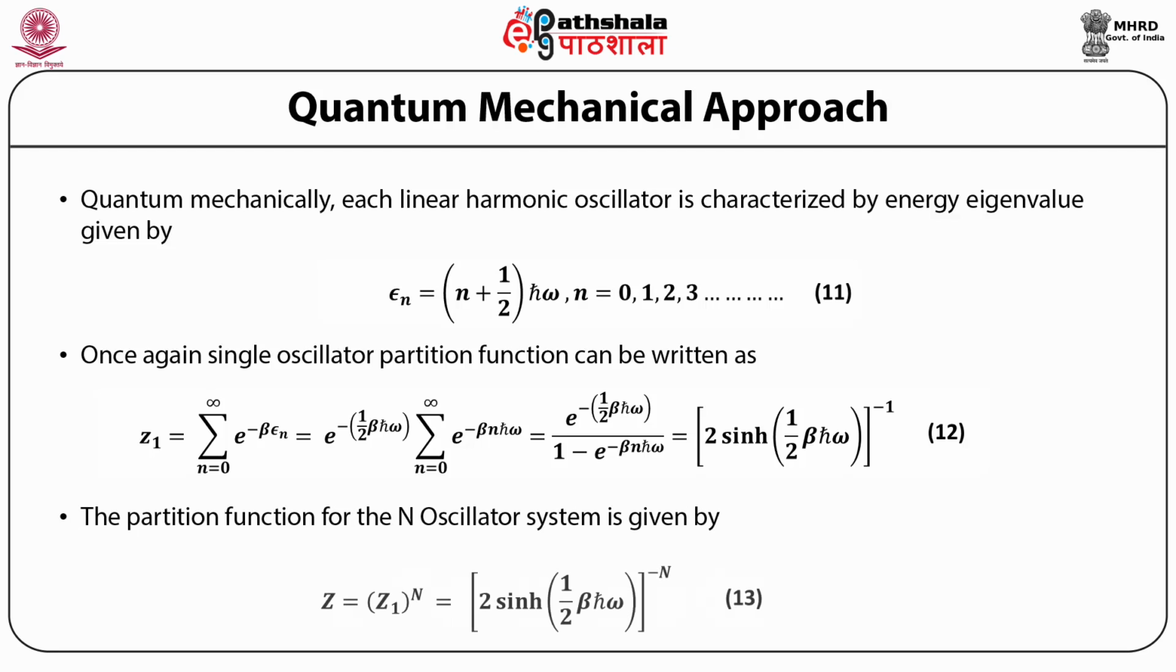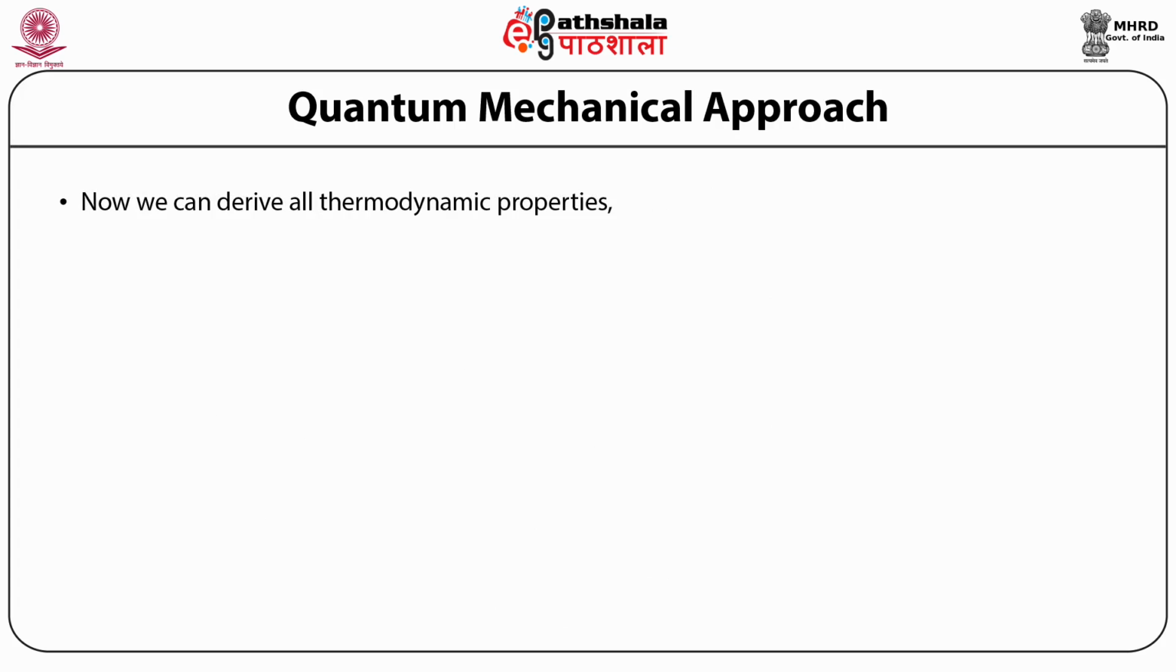The partition function for the N oscillator system is then given by Z equal to Z1 raised to the power N, which is equal to 2 sinh of half beta h bar omega raised to the power minus N. Now we can derive all thermodynamic properties very easily.